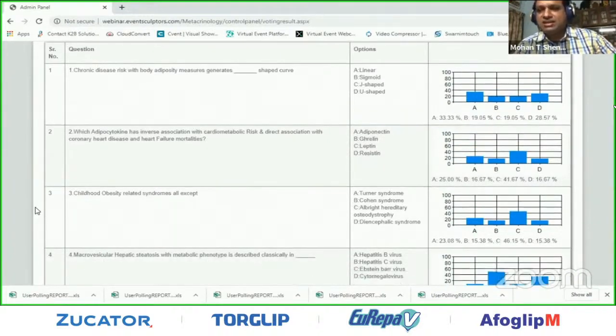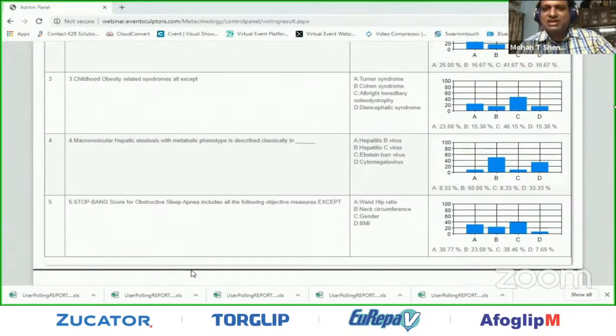And again, I think C was the one chosen, but that is not it. I think the quiz should reflect the complex nature of the obesity we are seeing in the population. But still, beautiful question, sir. We have also learned a lot from this question and answer session.